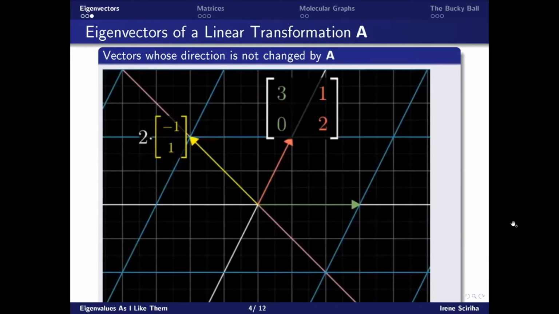Now, eigenvectors are these vectors that remain as they are after the transformation, but may be stretched or reduced by a factor. So let's take this matrix, which is a very simple 2 by 2 matrix. First column is 3, 0, second column is 1, 2, and over here, the green vector shows 3, 0, and the yellow vector shows another vector.